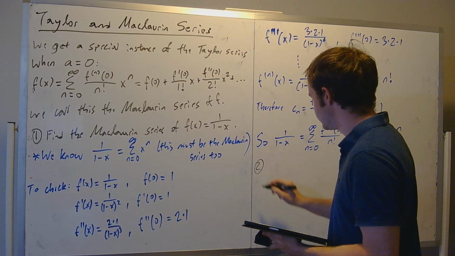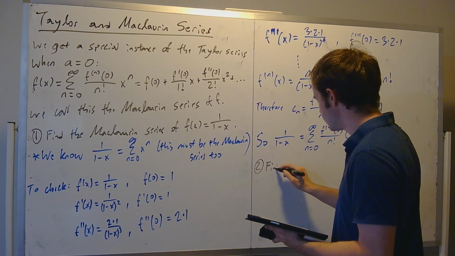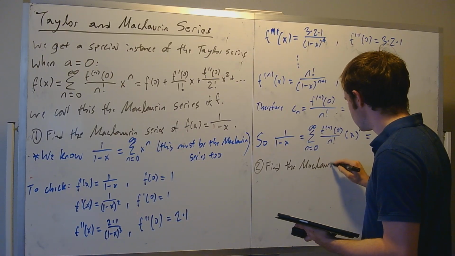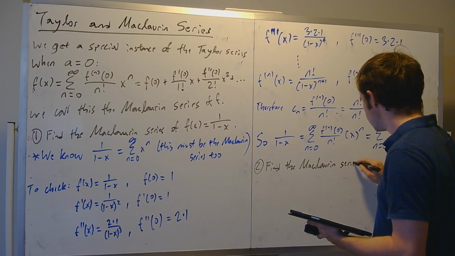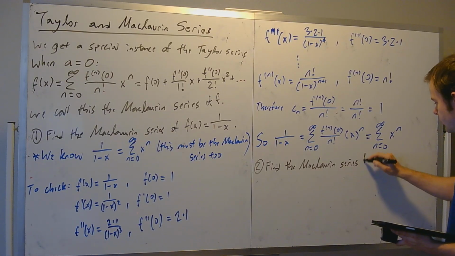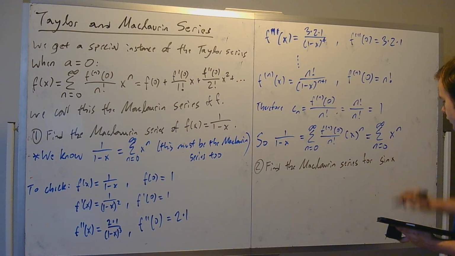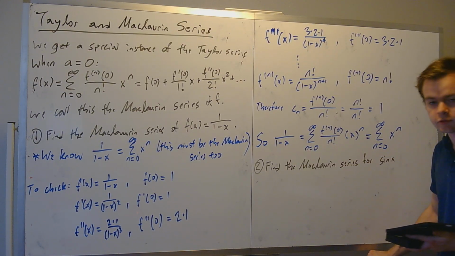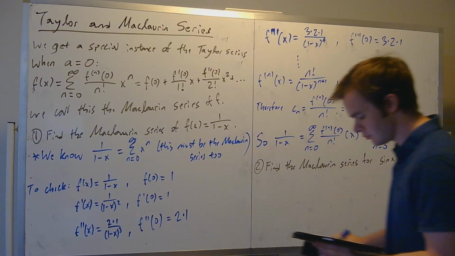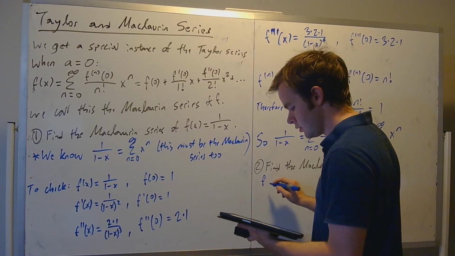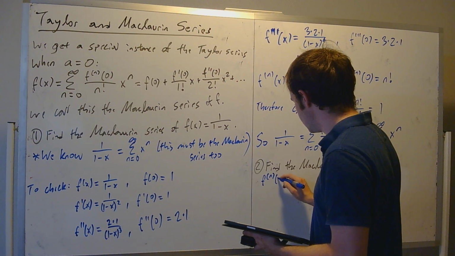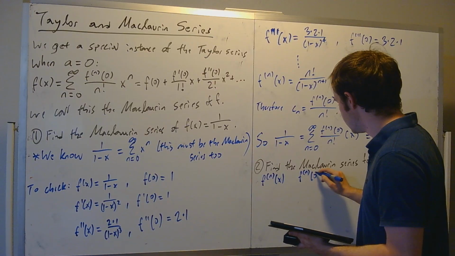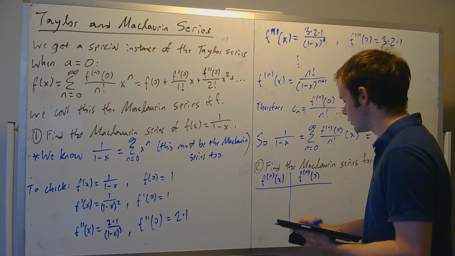So example number 2 is going to say find the Maclaurin series for sine of x. And remember, this is the formula, again, that we're using. So, again, we're just going to make a table of derivatives. We're going to make a table on one side. We're going to have the nth derivative at x. And on the other side, we're going to have the nth derivative at 0.